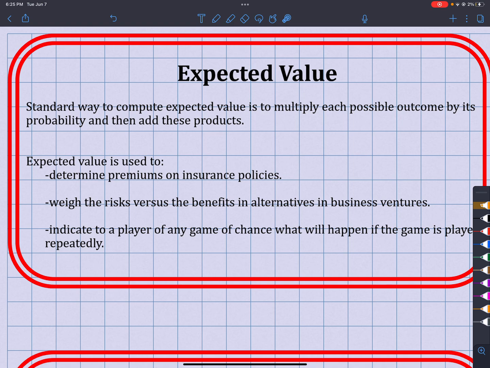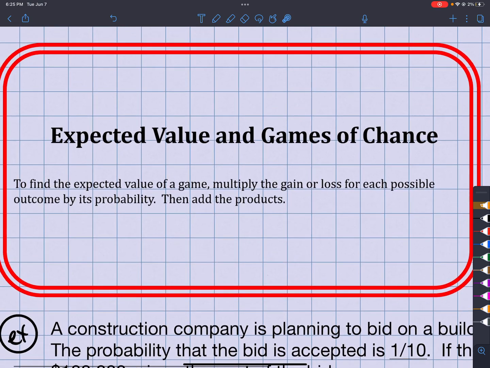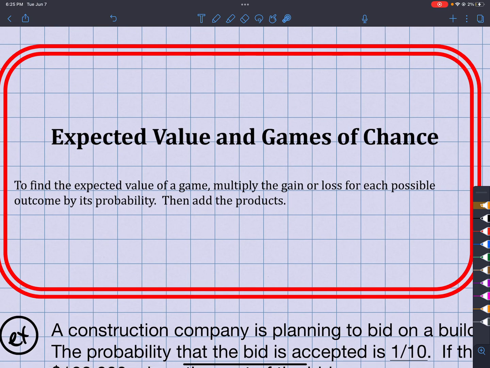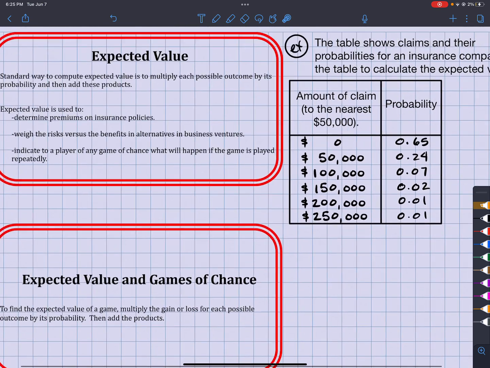Weighs the risk over the benefits. A whole lot of different things. And then we also get to talk about the expected value to find the expected value of a game. Multiply the gain or the loss for each possible outcome and its probability, then add the products together. So I will always look at the gains and the losses, right? So let's take a look.